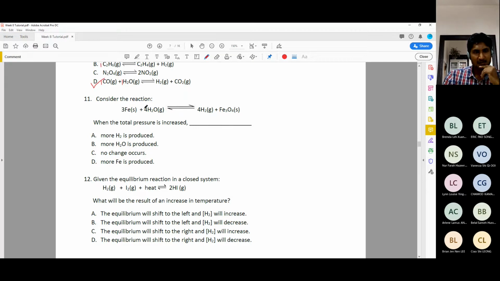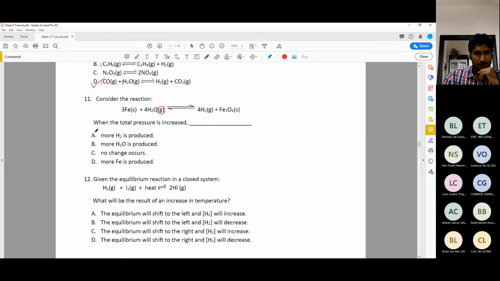Question 11 says, consider the reaction. Iron plus water, of course in vapor form. Gas means the water is heated, yeah? How does water become a gas? Of course, it has to be heated. So hydrogen and ferric oxide, actually iron 3 oxide, will be produced.